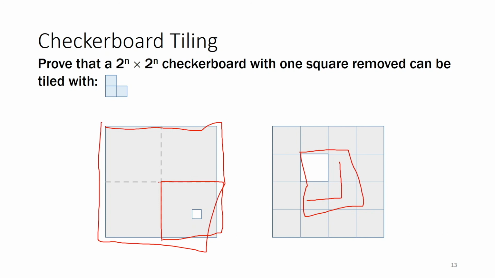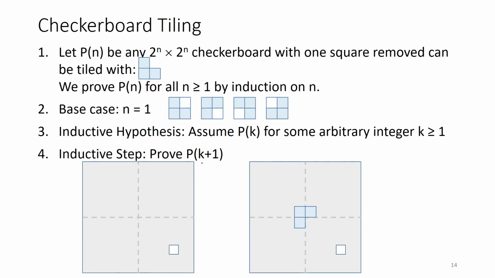So we have 4 different quadrants. We know this part is covered by the tile, but if we put a tile at this corner, all the quadrants have one missing. That is the same as this one. That means we can cover all the cases. Yeah, this is the solution.